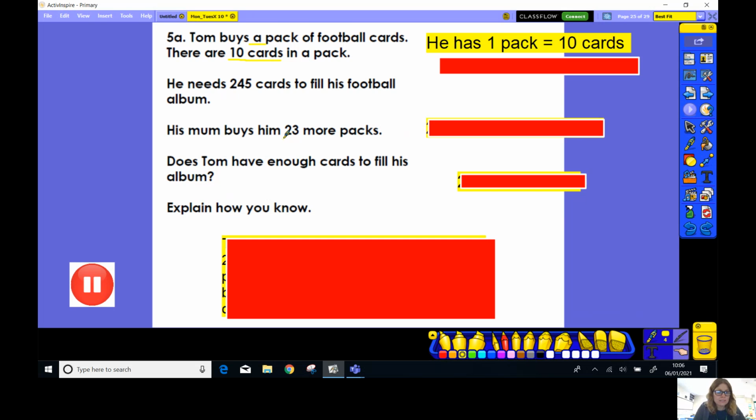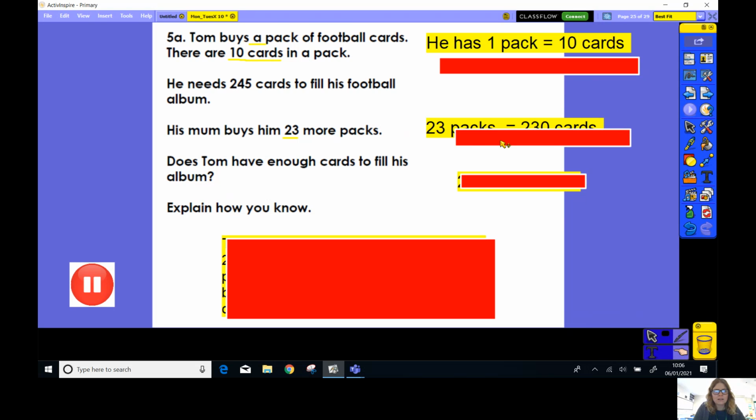And so his mum buys him 23 more packs. That's quite generous, wasn't it, of mum? Let's see how many cards he would have in that. Well, if he has 23 packs, he would have 230 cards. Does Tom have enough cards to fill his album?